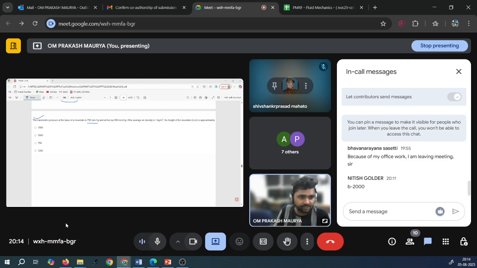Okay, Nitish is telling option B is correct. That is 2000. Okay, other students, if you want to write your answer, you can write. Otherwise, let me just read the question.